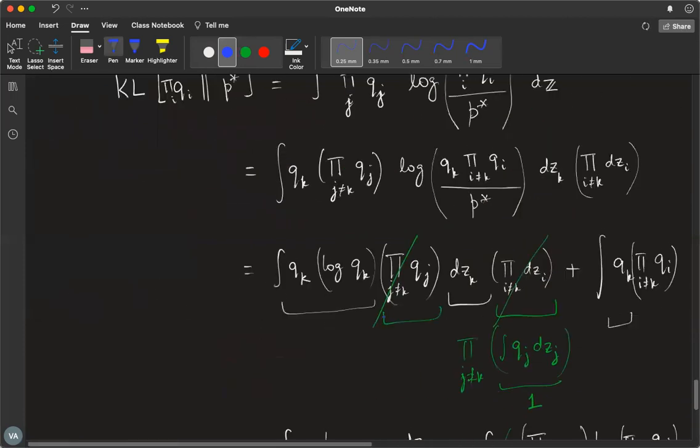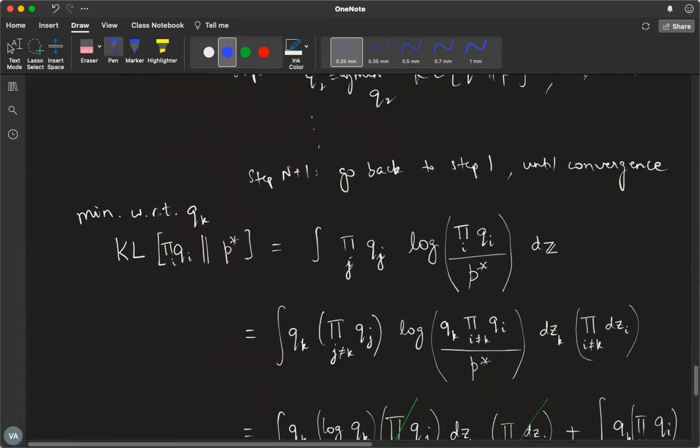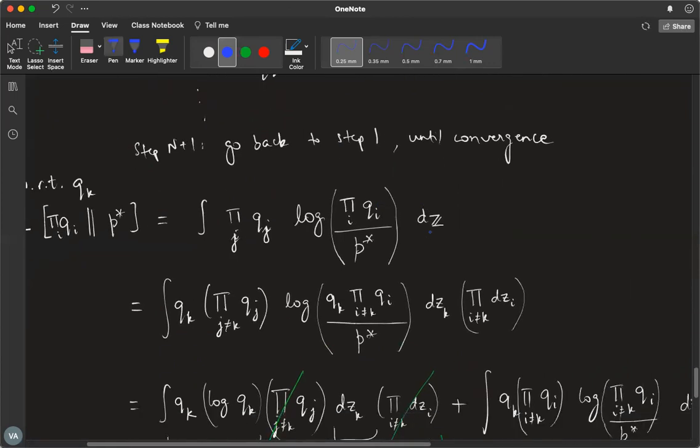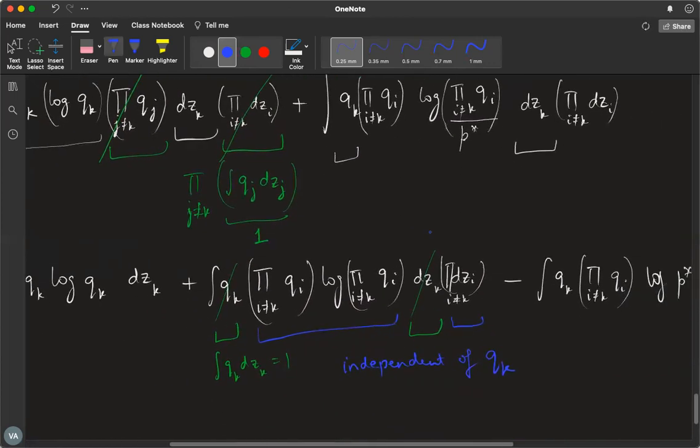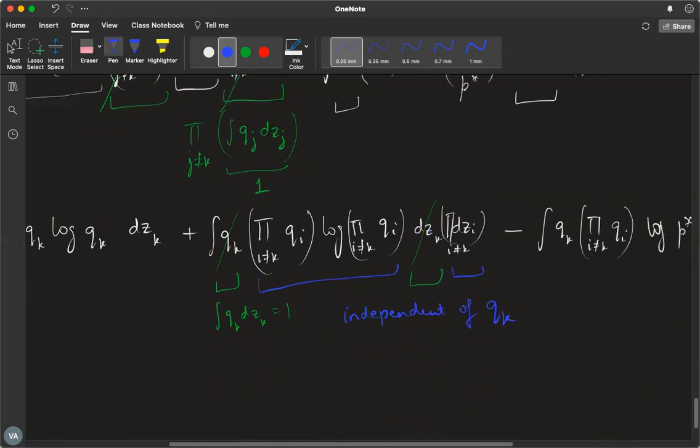And you know originally what we are doing, we are minimizing with respect to the function qk, and these terms are independent of the function qk, so these terms are simply constant, right? So this whole term is simply a constant with respect to qk, right? So it will not play any role in my optimization.